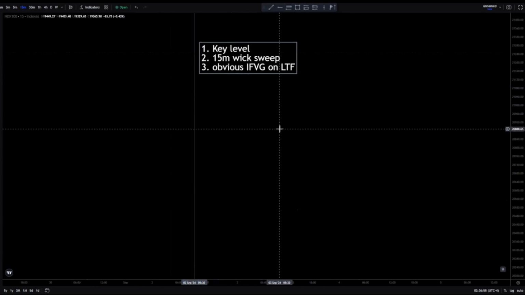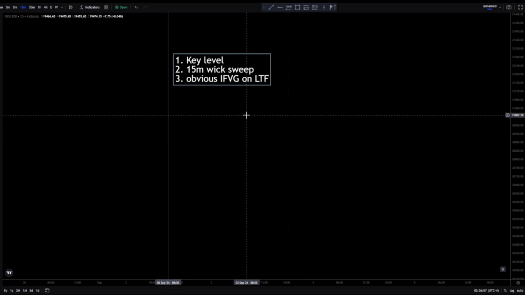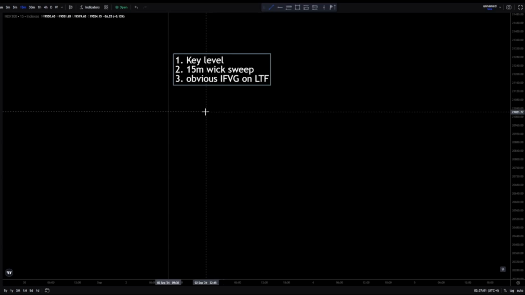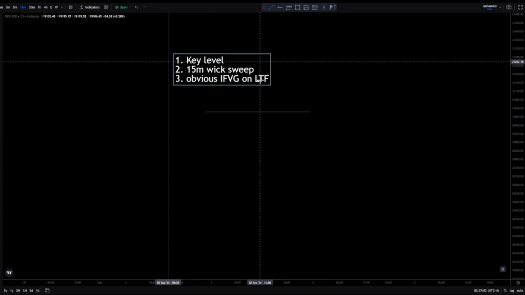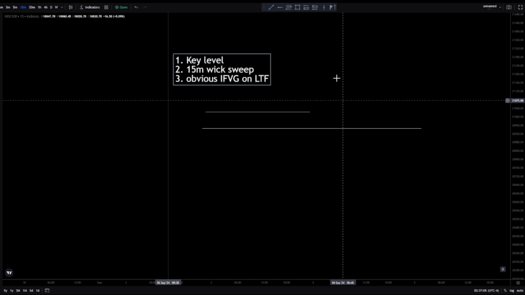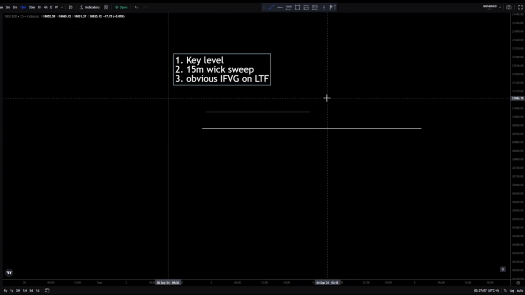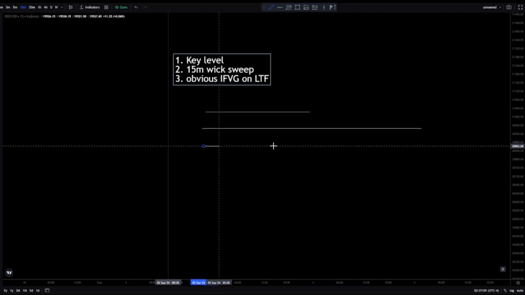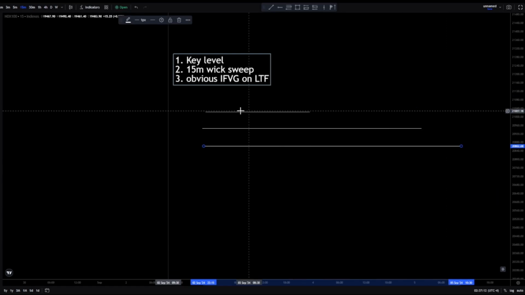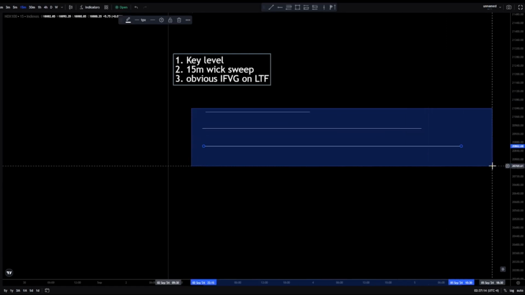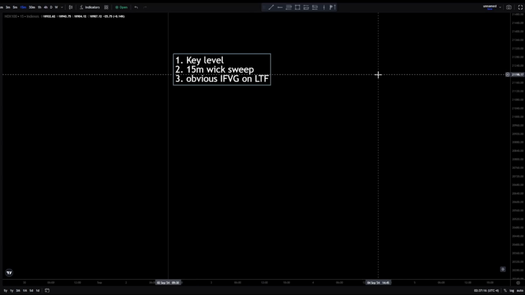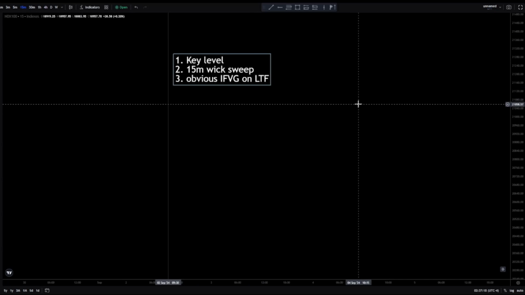So the model is pretty simple. First, we're going to look for a key level like buy side liquidity, sell side liquidity, equal highs and lows, and session highs and lows. These three things we're going to look for as key levels. No FVGs for key levels. We only look for highs and lows for this model.